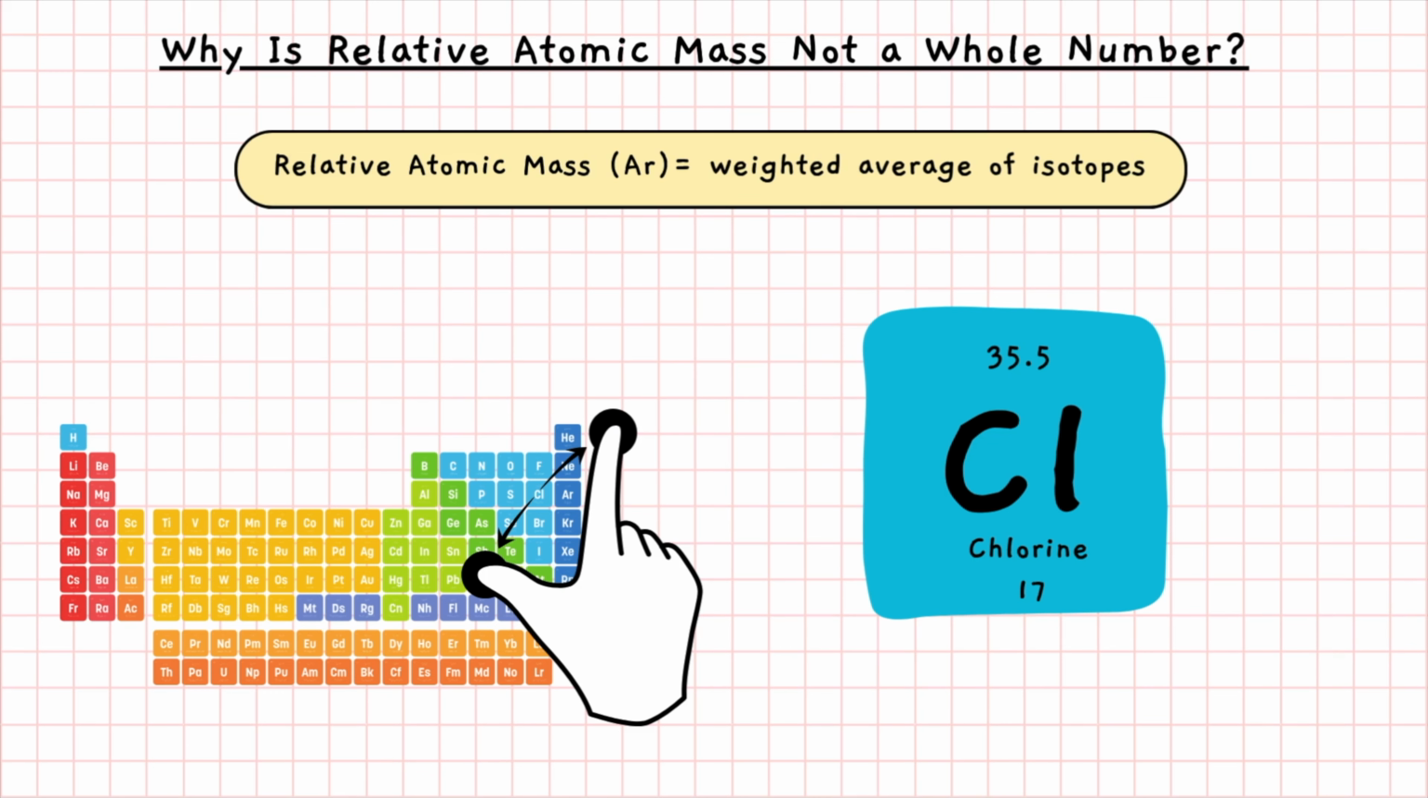Now look at chlorine on the periodic table. See that 35.5? If every chlorine atom had exactly the same mass, that number would be a whole number. But chlorine has different isotopes. Some are mass 35, whilst others are mass 37. So what you see on the periodic table is a weighted average of all the isotopes combined. That's why it's often a decimal.